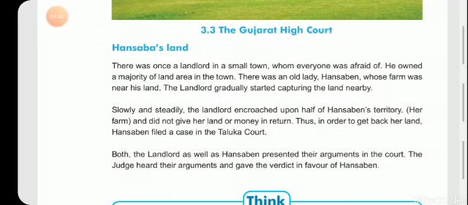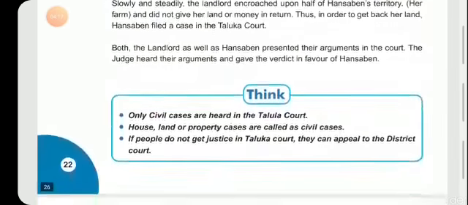Both of them, the landlord and Hansaben, gave their points and stated their arguments in front of the court, in front of the judge. The judge heard their arguments and gave the verdict in favor of Hansaben. The judge heard both of them, he or she. A judge can be of any gender, he can be a he, he can be a she. So the judge heard their arguments and gave the verdict in favor of Hansaben. So in Hansaben's land, Hansaben got the victory.